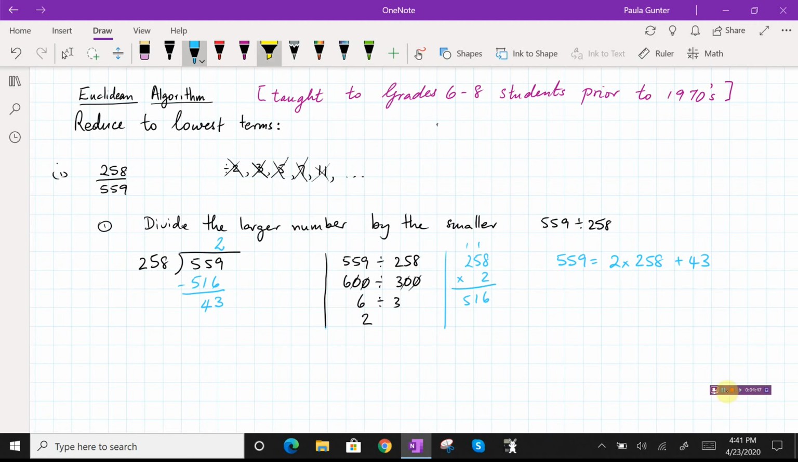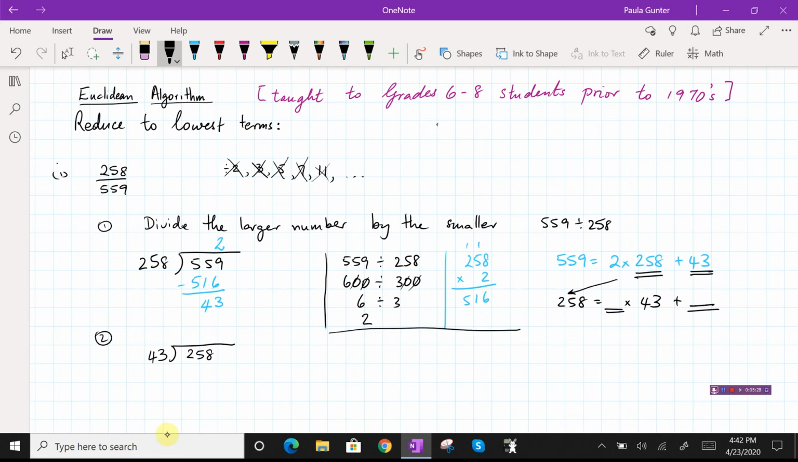So the Euclidean algorithm says continue. You take the divisor and that remainder and do the same process: divide them. So I'm going to write the 258 here. We want 43 times something, and we want to find out what number to fill in here. This one will probably be a short one. So 43 into 258.